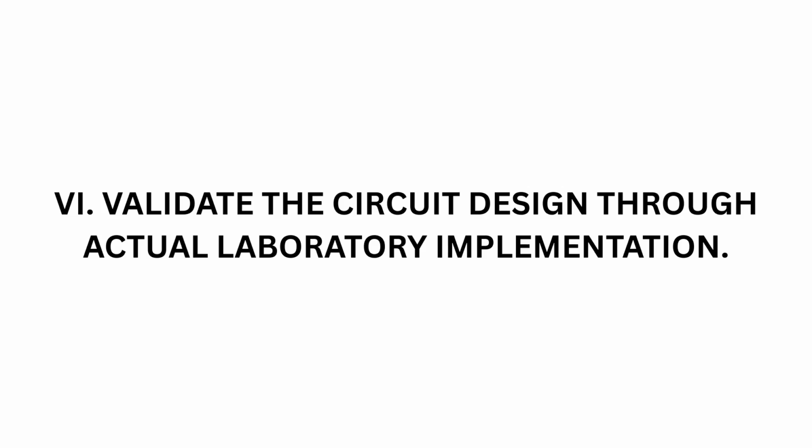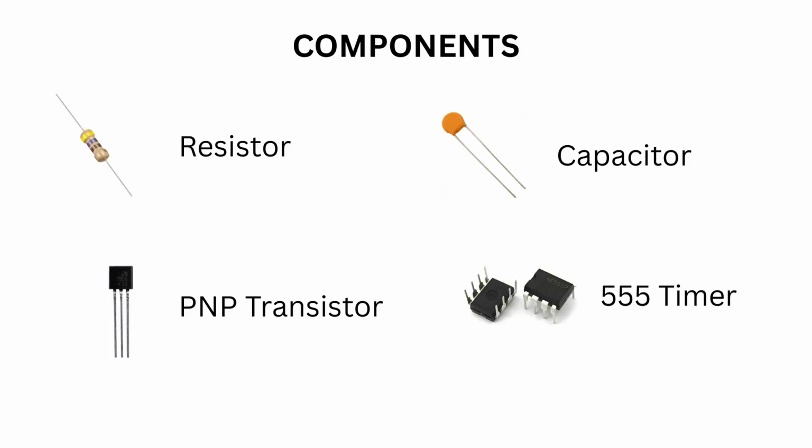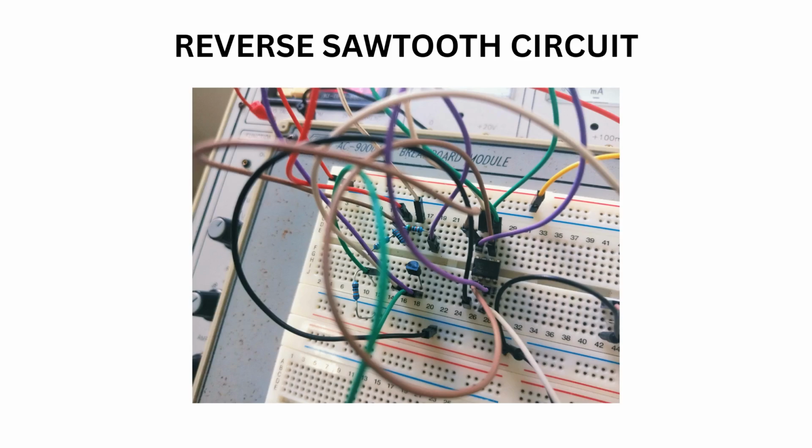Now we're going to validate the circuit design through actual laboratory implementation. So we're going to use the components: resistor, capacitor, PNP transistor, and 555 timer. This breadboard circuit is the physical implementation of the reverse sawtooth generator, confirming that the waveform derived analytically can be produced in hardware.